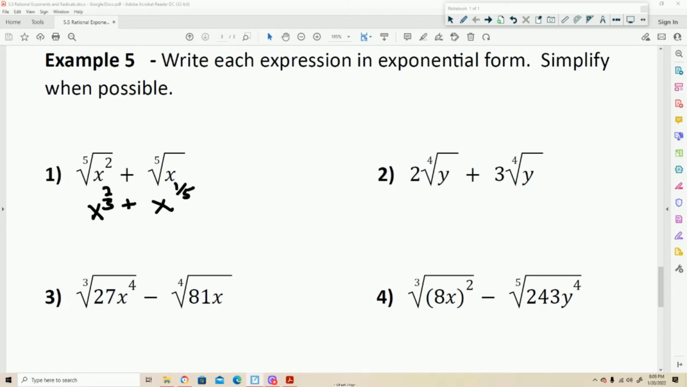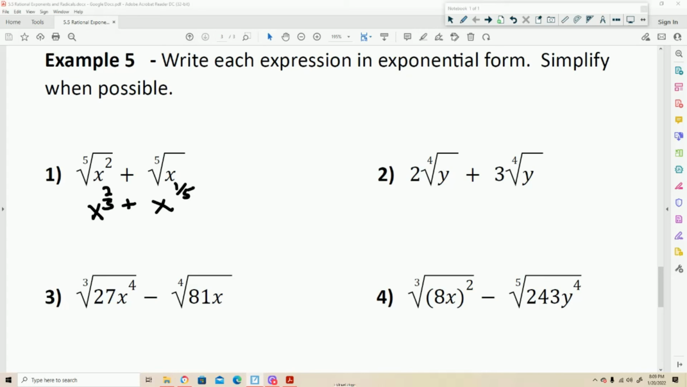Now the question is, can I do anything else to this? If they were being multiplied, yes, I could. I could add the exponents. But these are being added. And because they're being added, they have to be exactly alike to be put together. So I cannot do anything else with this. I have to leave it like this. Now, if this was x to the 2/5, like this one's x to the 2/5, I could add those together and make it 2x to the 2/5. But they're different exponents, so I can't really do anything with them. I have to leave them like that.